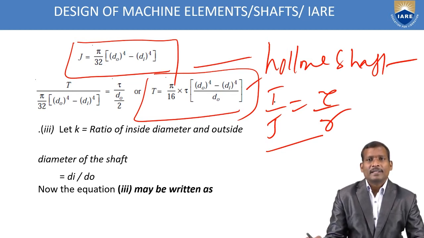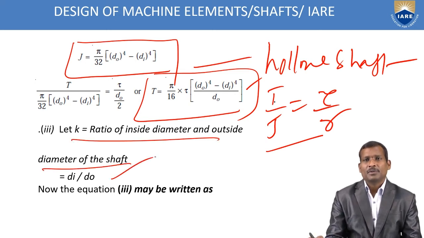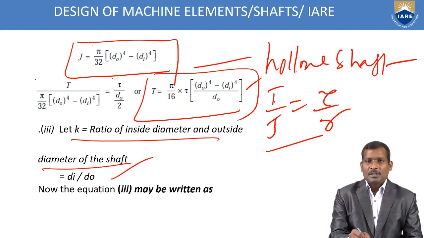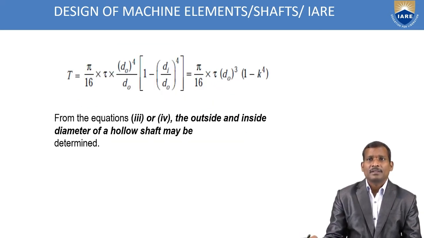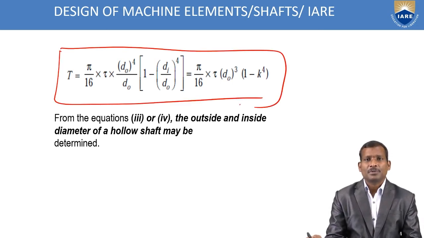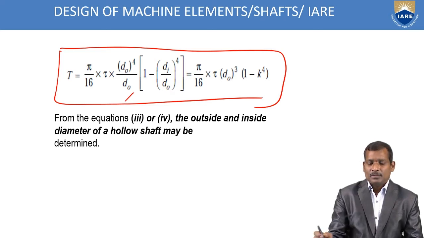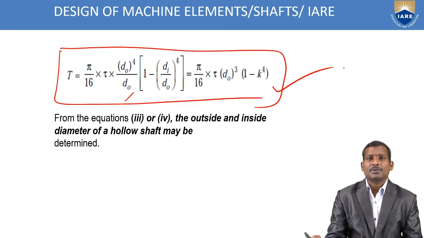For simplicity, let us take k as the ratio of inside diameter to outside diameter of the shaft. K is equal to d_i divided by d_0. Substitute this value in this equation. So we will get another equation: T is equal to pi by 16 into tau into d_0 to the power of 4 divided by d_0, multiplied by 1 minus (d_i by d_0) to the power of 4. So finally, we get T is equal to pi by 16 into tau into d_0 cube into (1 minus k to the power of 4).